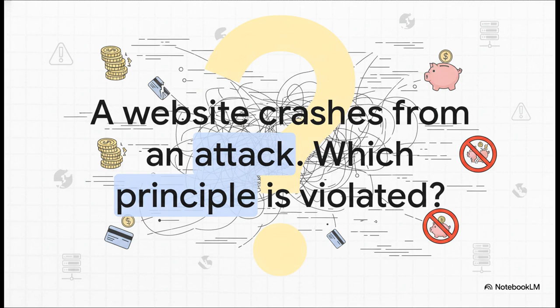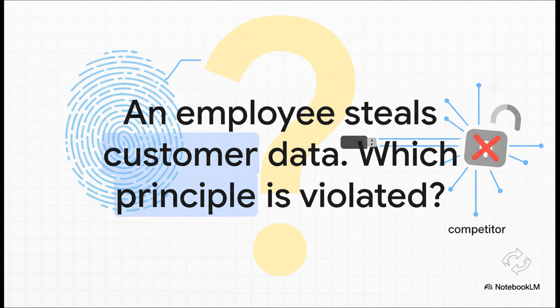An online banking portal gets slammed with a massive surge of malicious traffic, and it crashes. Customers can't log in, they can't access their accounts. Which principle was breached here? Let's move on to case file number 2. A rogue employee copies a confidential customer list onto a thumb drive and sells it to a direct competitor. Private company data is now in the hands of the competition.